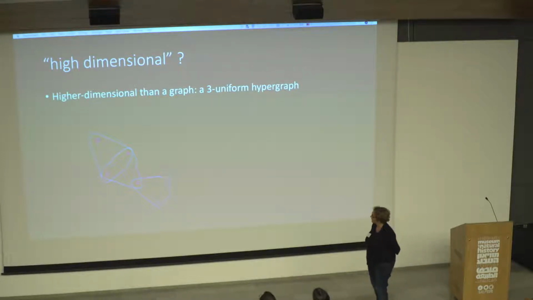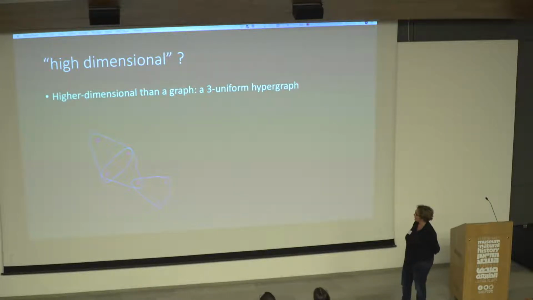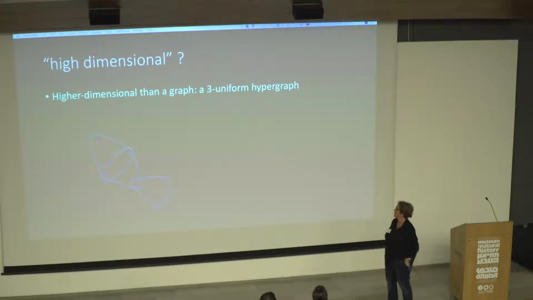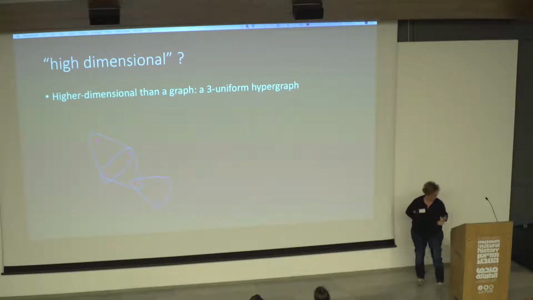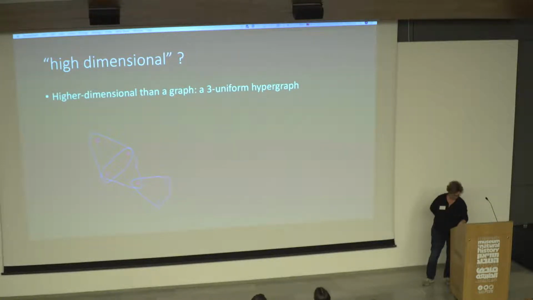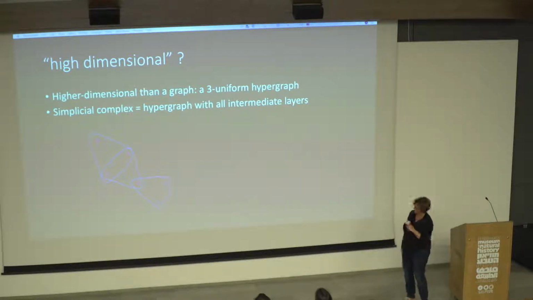Now I want to first address the question of why are you saying high dimensional? What is high dimensional here? The high dimensional is that instead of a graph where you have vertices and edges, you also have higher dimensional hyperedges. Like here, they have 3 vertices in them. So that's what is high dimensional. And of course, we're going to look at hyperedges that are larger than 3. And instead of really just looking at a graph, we're going to look at a hypergraph.